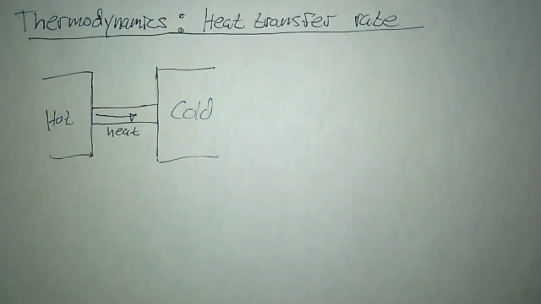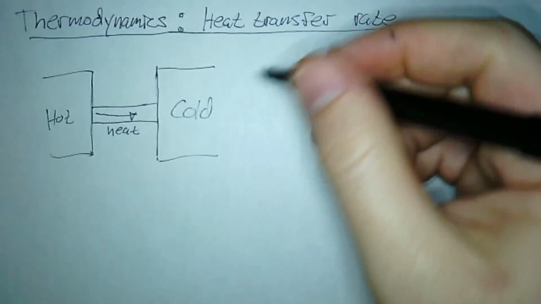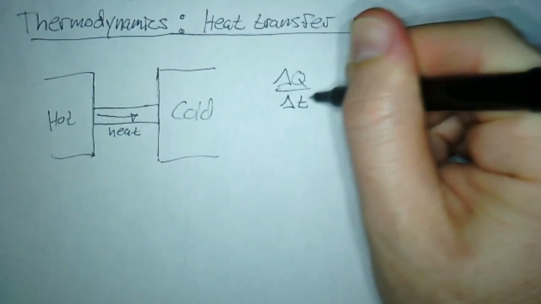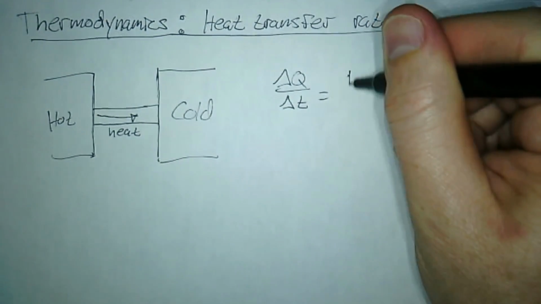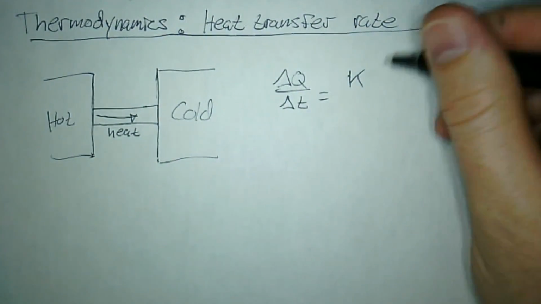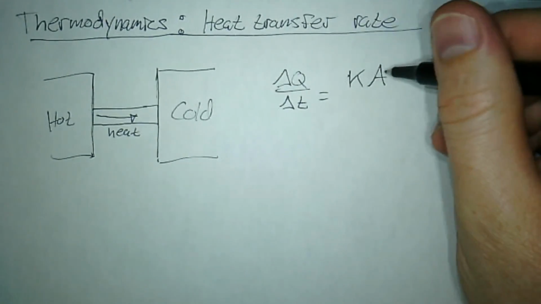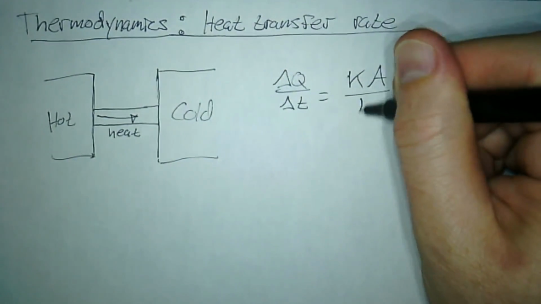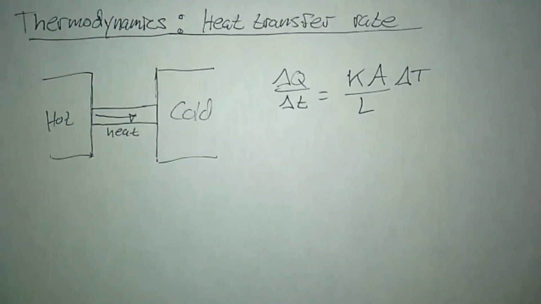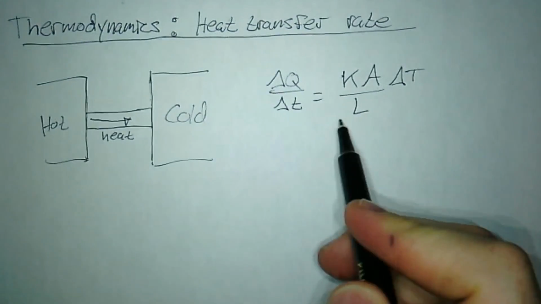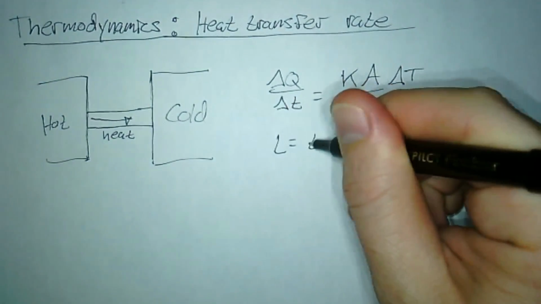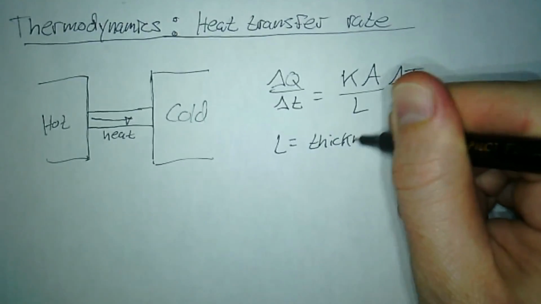Well, we have a simple equation that we have to deal with that. I'm going to bring it over here so I can look at it to make sure I don't get it wrong. And that's delta Q over delta T is equal to some conductivity constant times the area times the difference in the two temperatures divided by the length, the thickness of the thing separating them. So let's write that down.